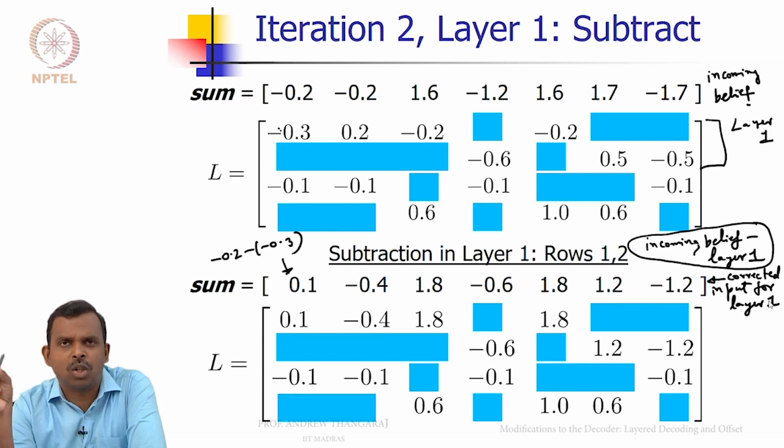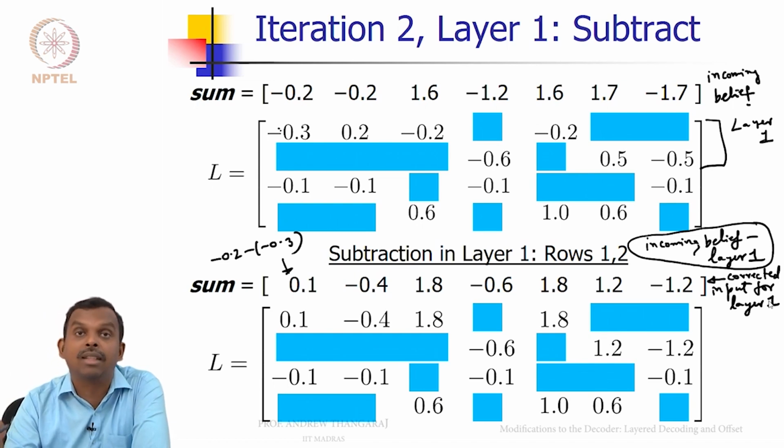Okay. So, this is similar to the rule that we have, that we do not resend or reuse information that was already used. That is something that is important. So, this is the correction that happens here. This is what happens in the column processing, right. You take the incoming belief from the channel and you add all the other beliefs and you subtract out the belief that you had. So, that subtraction happens in the layer decoding in this way. Okay.